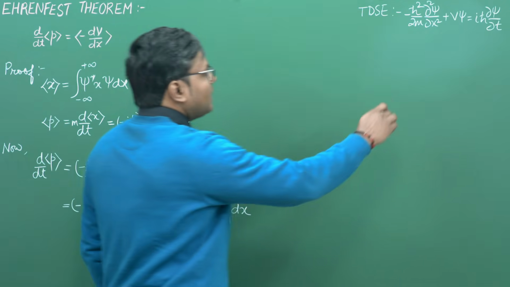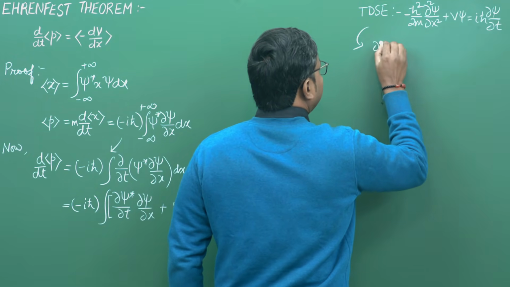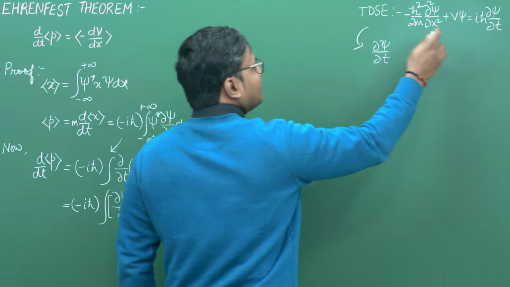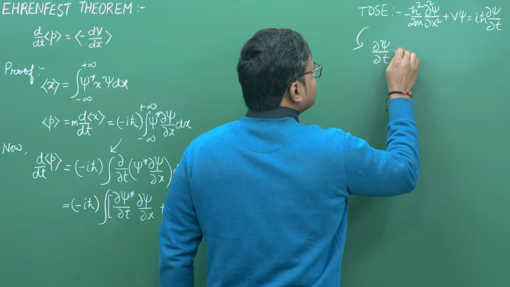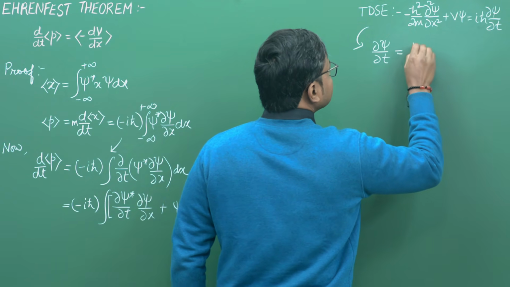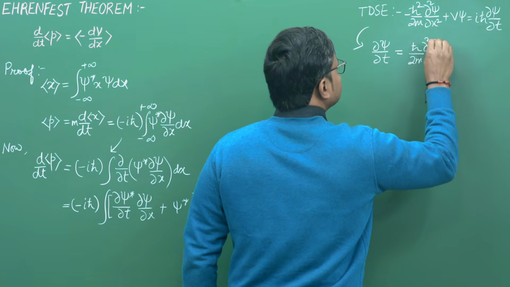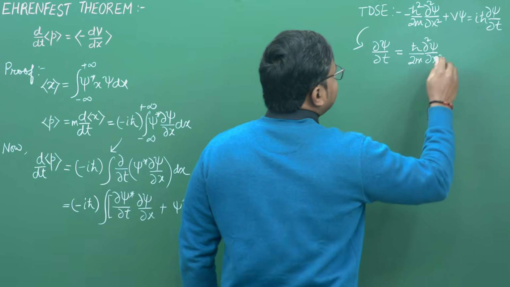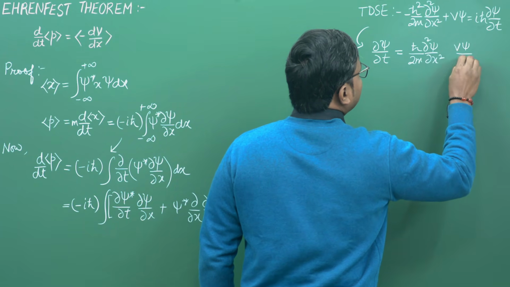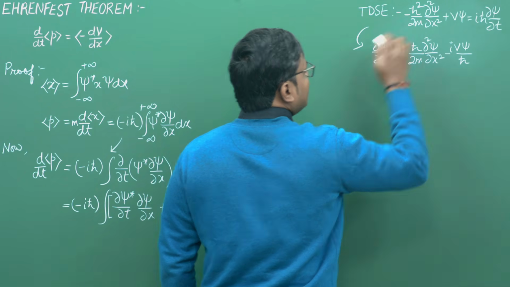So if I rewrite this by taking this constant to the left hand side, then I can say that del psi upon del t, if I take iota h cut to this side, I am writing the right hand side in the left hand side now, okay? So this simply becomes h cut gets cancelled, 1 upon iota is minus. So this simply becomes h cut upon 2m del 2 psi upon del x2. And here I have v psi, but then I have minus iota upon h cut because I have taken this in the left hand side.